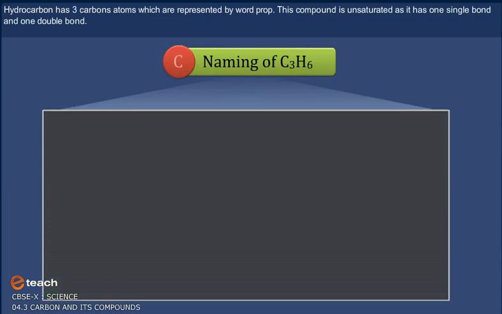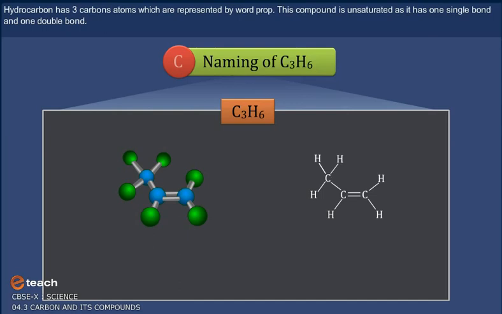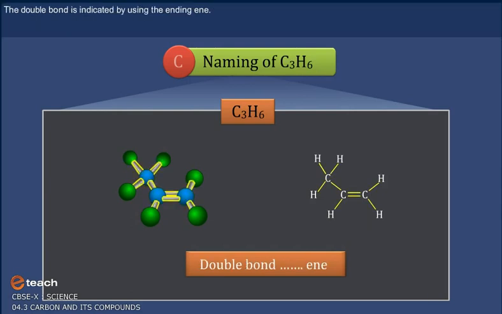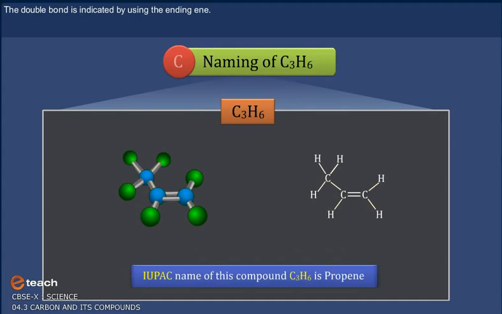Naming of C3H6. This is the structural formula of C3H6. This hydrocarbon has 3 carbon atoms which are represented by the word prop. This carbon is unsaturated as it has 1 single bond and 1 double bond. The double bond is indicated by using the ending ane. Therefore, the IUPAC name of this compound C3H6 is propane.